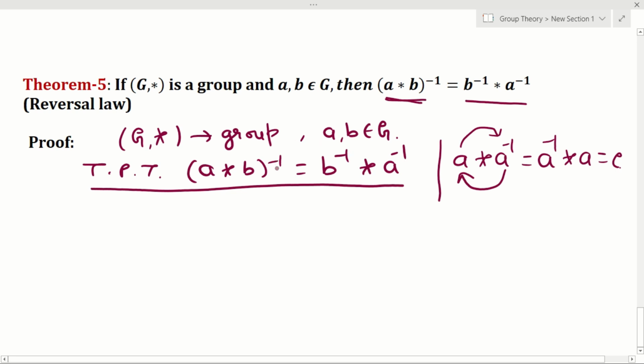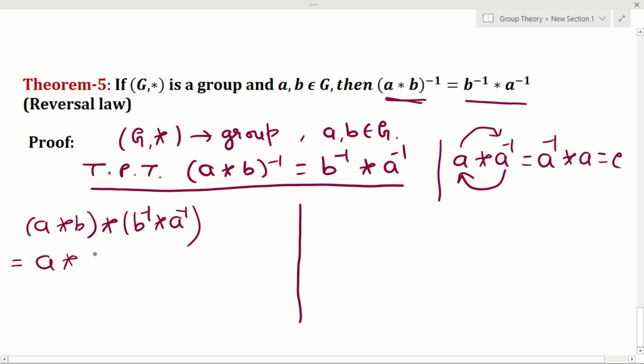So to prove inverse of A star B is equal to B inverse star A inverse, I should consider A star B star B inverse star A inverse. So first case we shall consider like this. So this is, we are using inverse law. Okay, now use this equals A star, and this can be written as A star of B star of B inverse star A inverse.